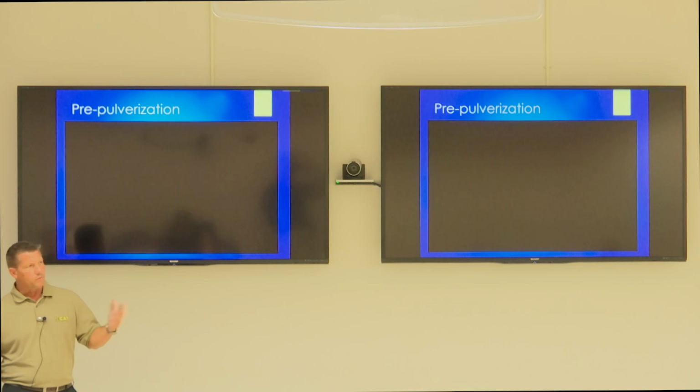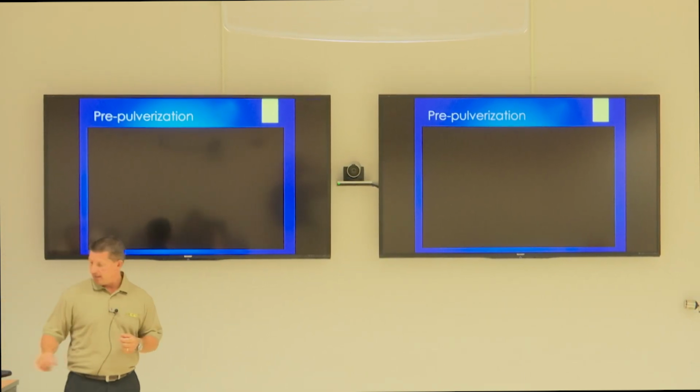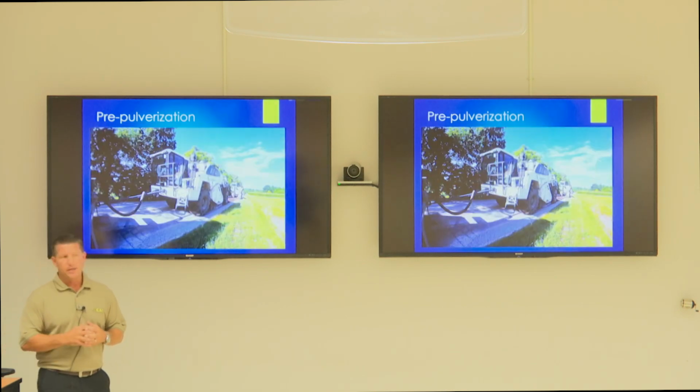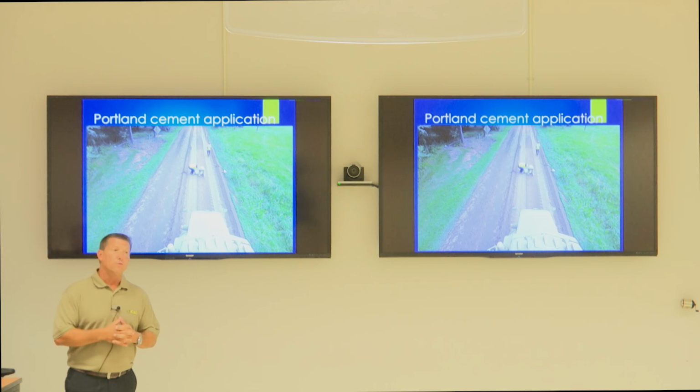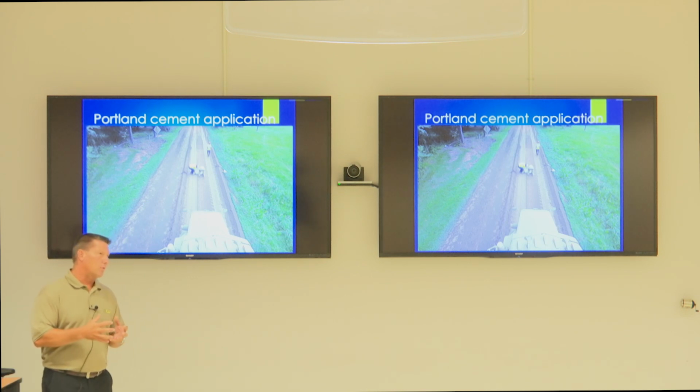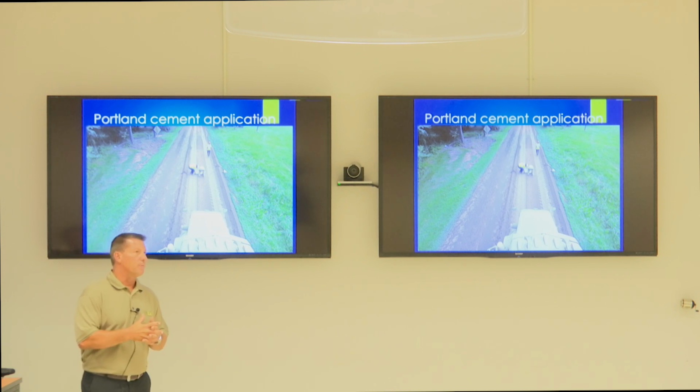Once you've done the pre-pulverization, and once you've now done some of the fine grading, you're going to roll into the application of Portland cement. In this particular case, this piece of equipment will deliver the lime and or the Portland cement. I believe earlier we spoke of delivering lime or cement or emulsion, the different additives. In this case, most of the times the studies have shown that we've been able to use Portland cement.